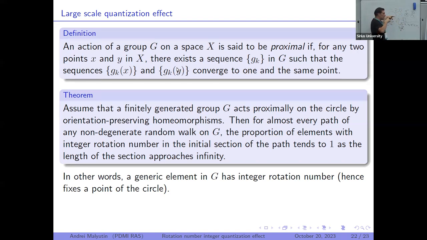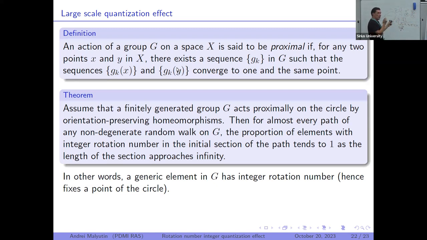This theorem doesn't imply that if I have just a metric ball in my group, then the proportion of elements with fixed points will tend to one if I expand my ball. In fact, I believe that of course it's true, now that we see the quantization effect manifest in such a strong way. I believe that for metric balls this will also work, but I can't prove it.